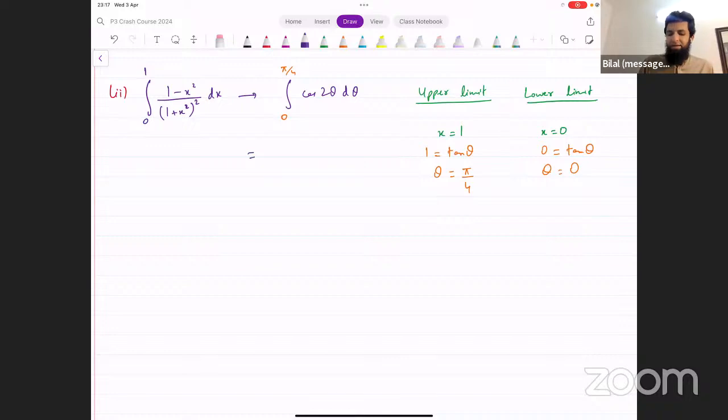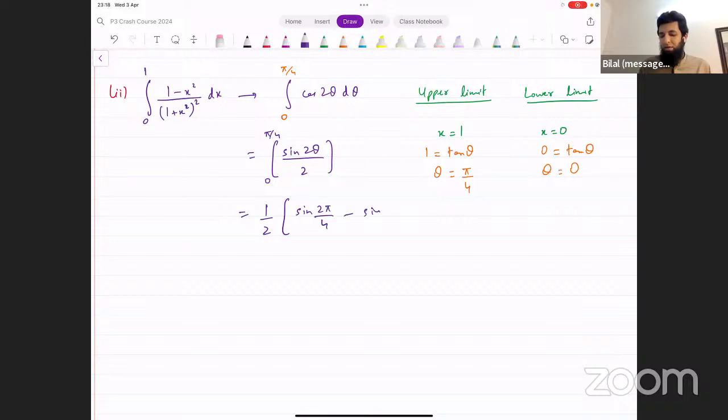Now you just integrate it like you would normally do. What's the integral of cos of 2 theta? Integration of cos is sine, so it becomes sine of 2 theta divided by 2. Limits are from 0 to pi over 4. You could write this 2 outside if you wanted, or leave it inside, that's your choice. If I take it outside, inside I'm just left with sine of 2 theta. Let's input those limits. Sine of 2 pi over 4 minus sine of 2 times 0.